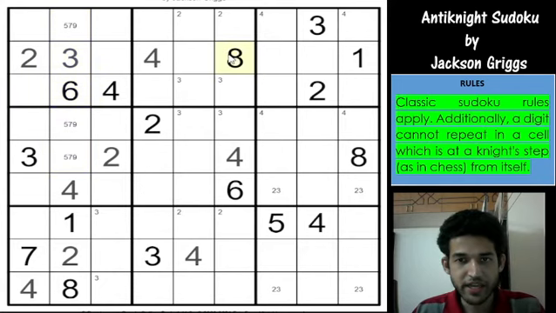Okay, I see something with the 8s. 8 cannot be in these two cells, 8 cannot be in these two cells. So 8 is removed from all these cells, which means that 8 has to be in one of these two cells, and that gives 8 in one of these two cells.